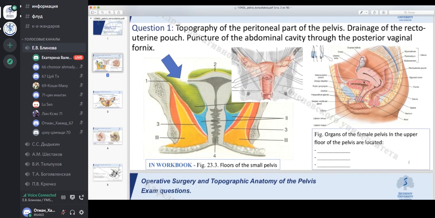Between the urine bladder and uterus is located a vesicouterine pouch. Between the uterus and the rectum, the rectouterine pouch is called the Douglas space, and here pathological fluid is concentrated.